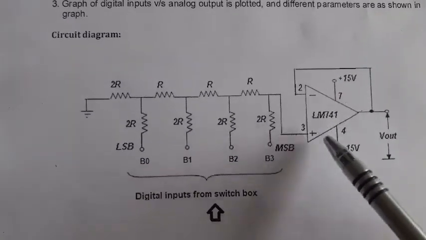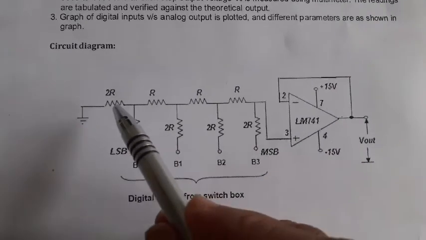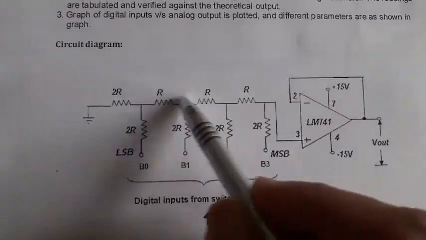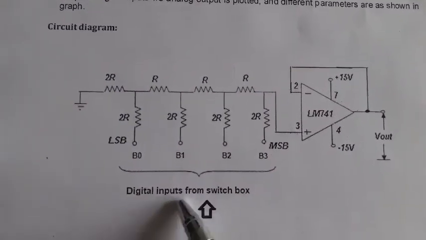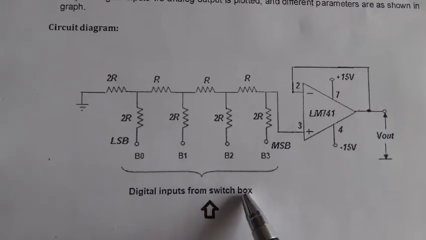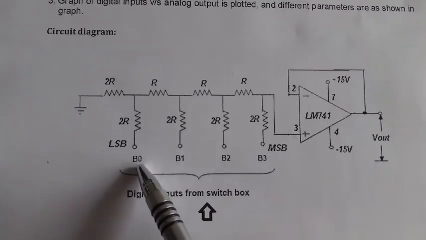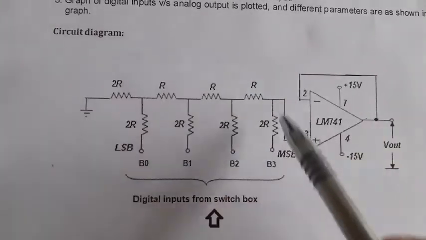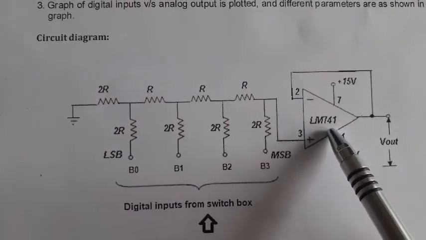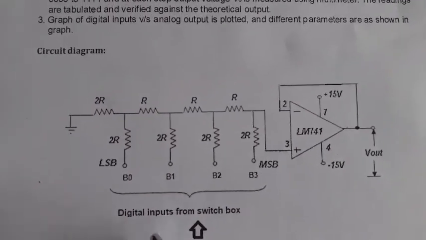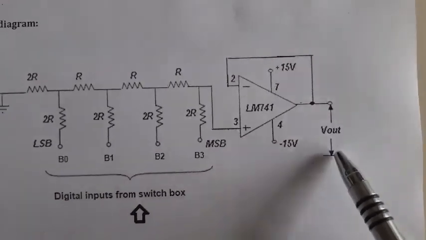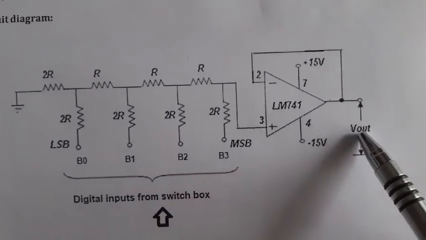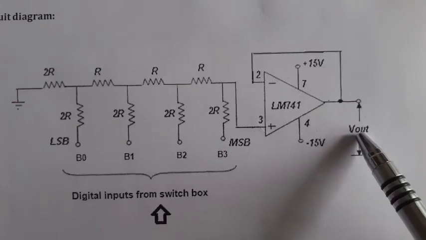So this is your regular 741 op amp. This R2R network you have to build, and for this network you have to supply digital inputs for the bits B0, B1, B2, B3 terminals. This digital input is supplied to the 741 op amp, and this digital input is converted into analog output voltage here, Vout. How digital input is converted into analog output voltage, we'll see.